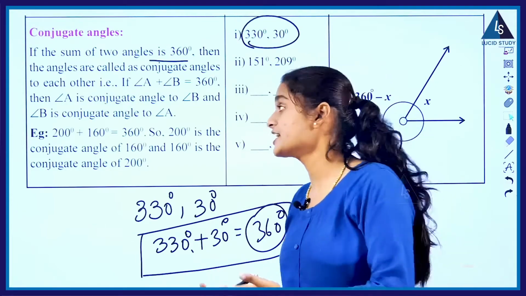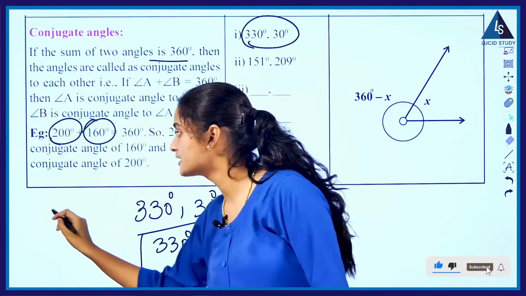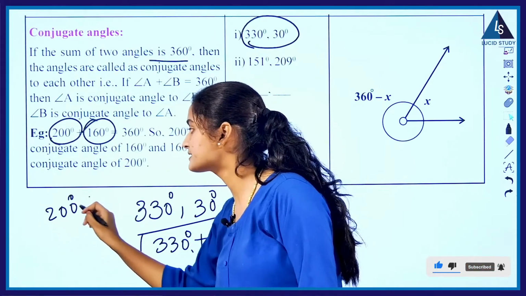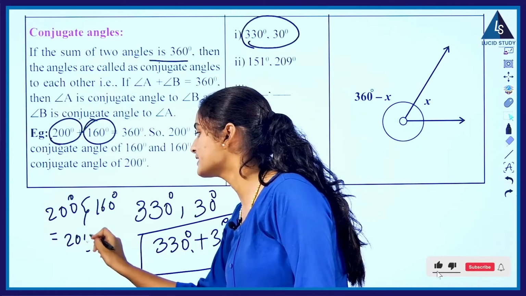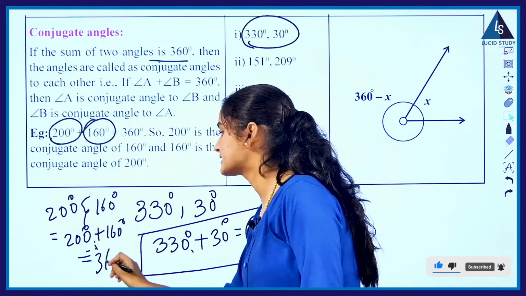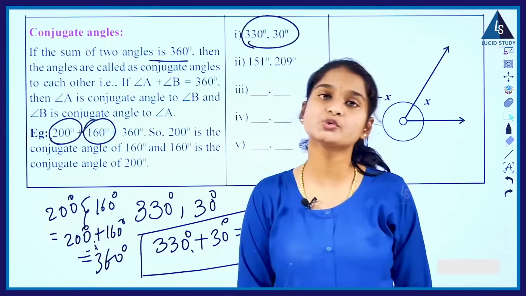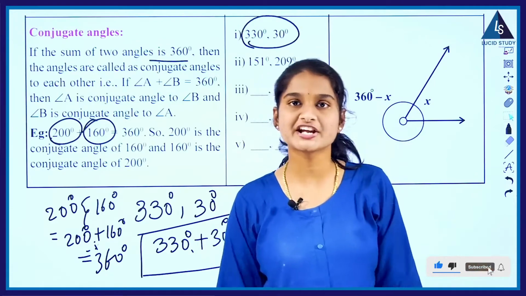Now you can take any two angles, 200 degrees and 160 degrees. Add these both, 200 plus 160. What is the answer? Answer is 360 again. So the sum of two angles is 360 again. So this is about conjugate angles.